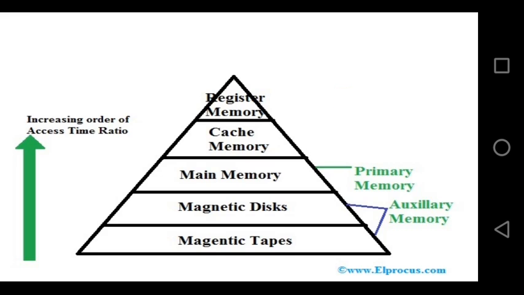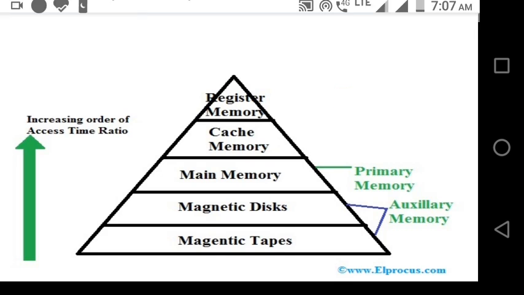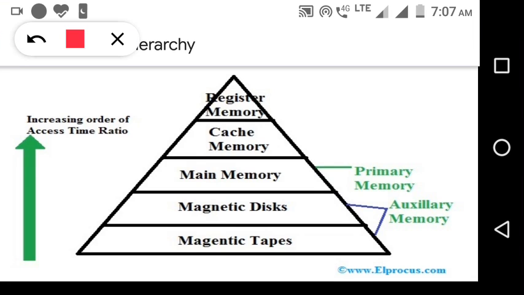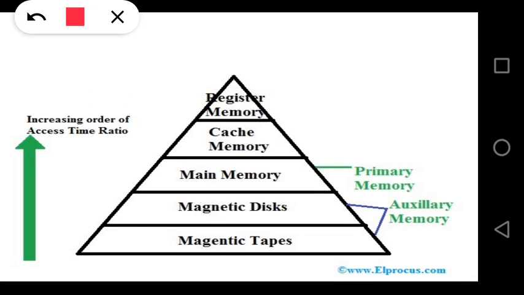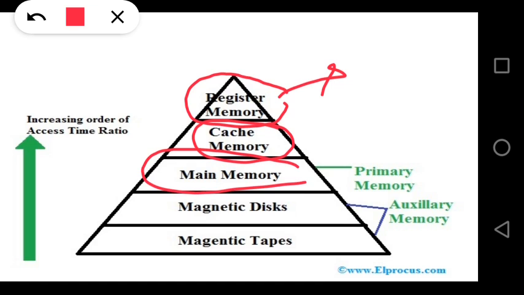So this is a pictorial representation of memory hierarchy. In that, the highest level is the memory registers. Next is the cache memory. Next is the main memory. Next comes secondary memory or auxiliary memory. These two can be referred to as auxiliary memory.